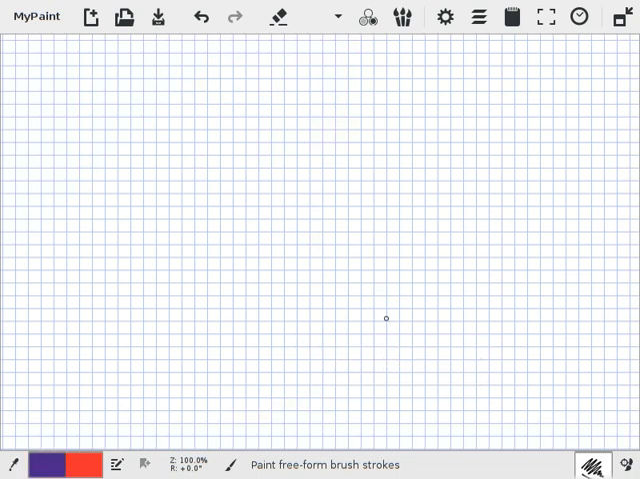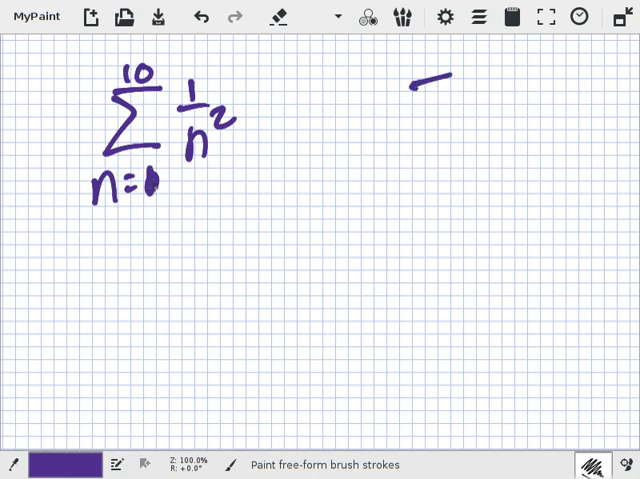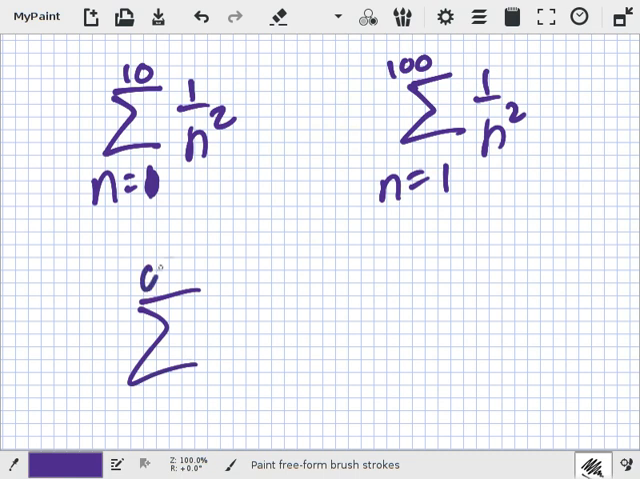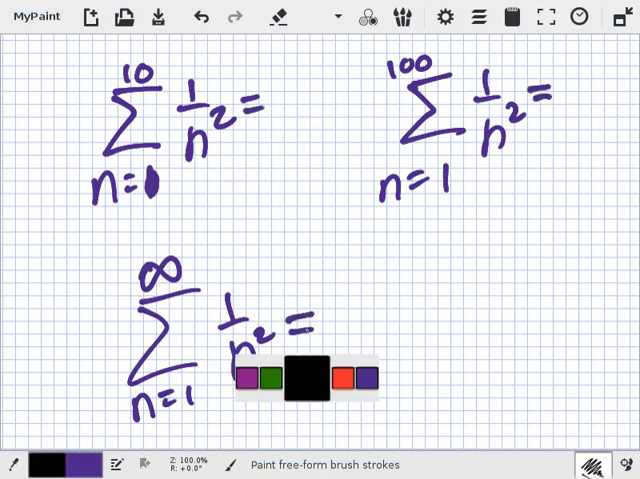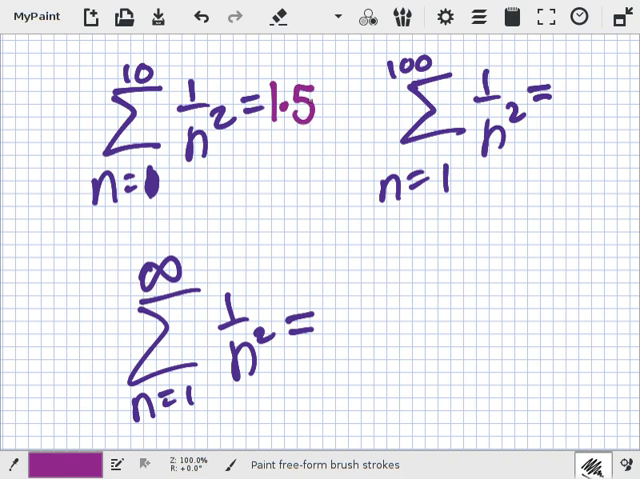Okay, I'll give you one more example here. 1 over n squared, n equals 1 to 10, then 1 to 100, and this one here will go to infinity. Right, what's the first one there? 1.54. 1.54, okie dokie.